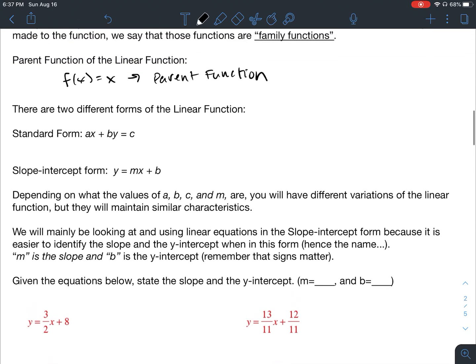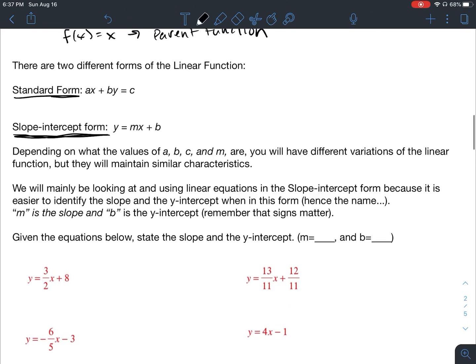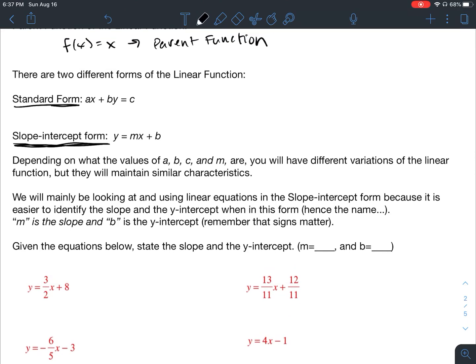So oftentimes you will see a linear function in standard form or slope-intercept form. Standard form comes around every so often, but slope-intercept form is a more common way to show what a linear function is, because it states the m and the b value. M is your slope, and b is your y-intercept. And it's much easier to identify these values if it's in slope-intercept form.